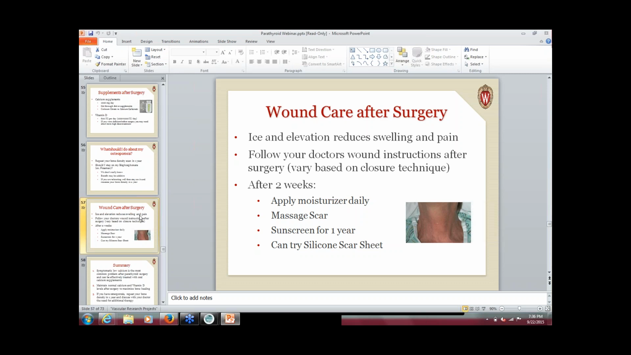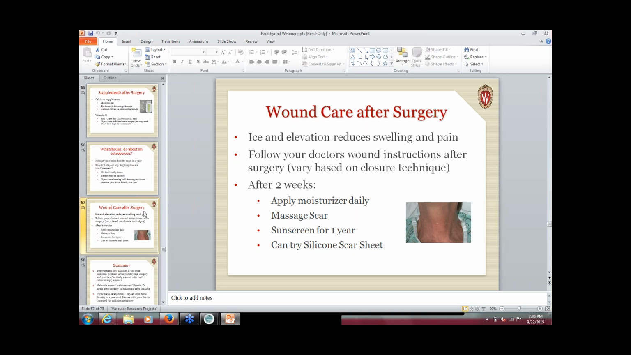It's really important to use sunscreen for the first year after surgery. Probably the one thing that can cause an unattractive scar outcome is if you get a lot of suntan or sunburn in the scar area for the first year. So we do recommend that you wear heavy-duty sunblock when you're outside for the first year.